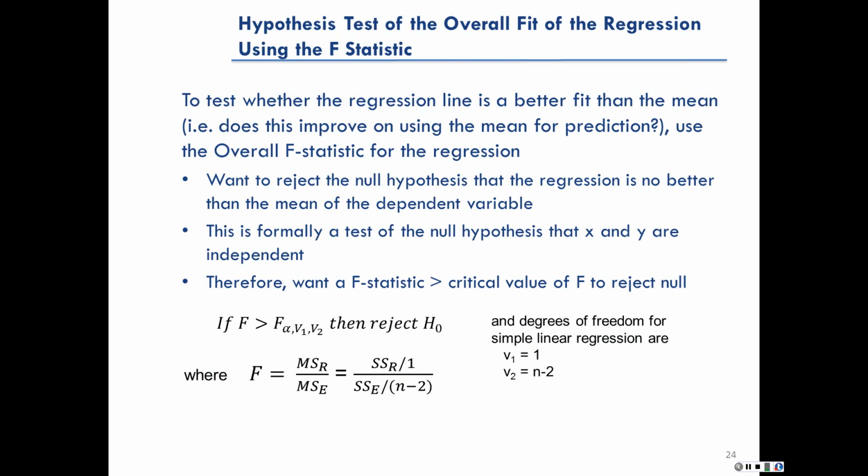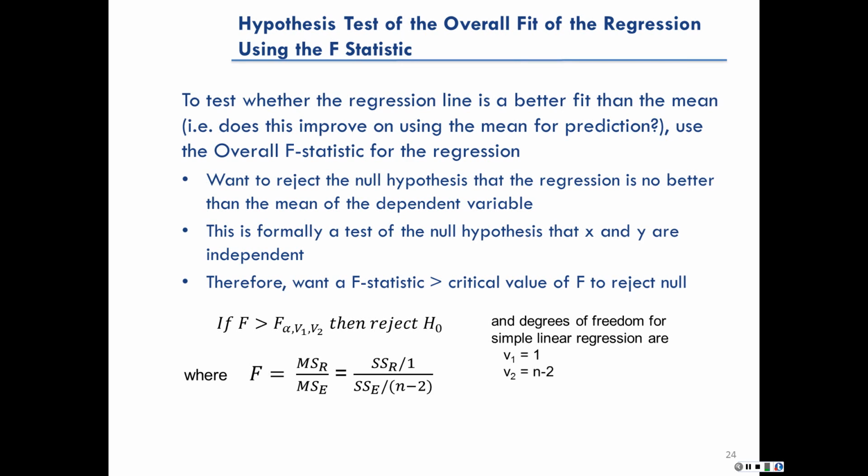The first kind is of the overall fit of the entire regression model using the F statistic. This is just testing whether the regression line is a better fit than the mean. In other words, does it improve on just using the mean of the dependent variable for prediction? So you use the overall F statistic for the regression. What we want to do is reject the null hypothesis that the regression is no better than the mean of the dependent variable. Formally, this is a test of the null hypothesis that x and y are independent.